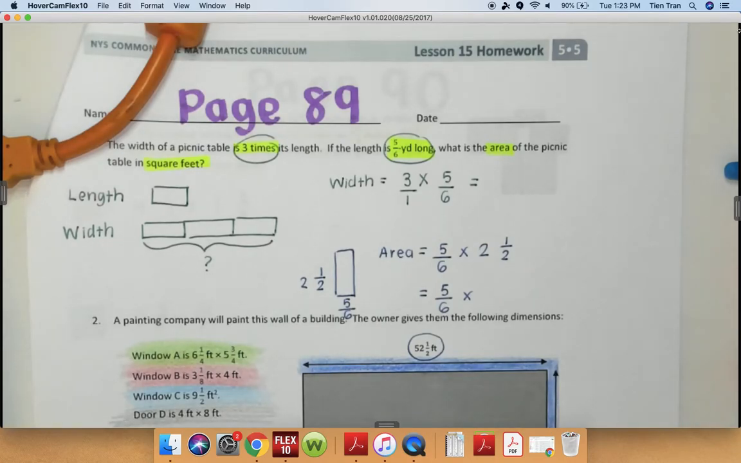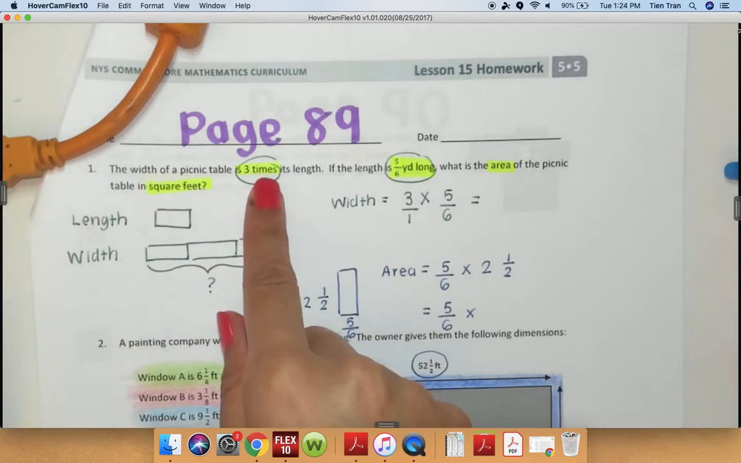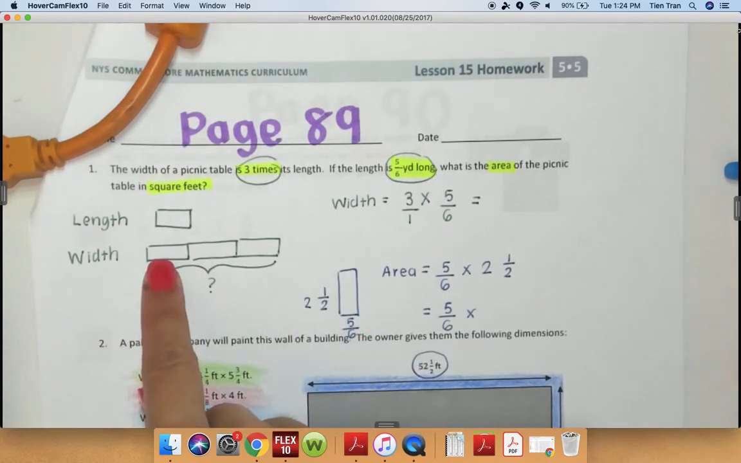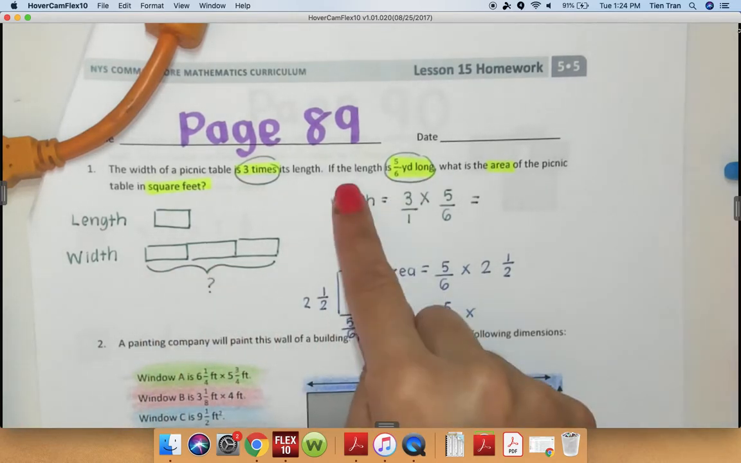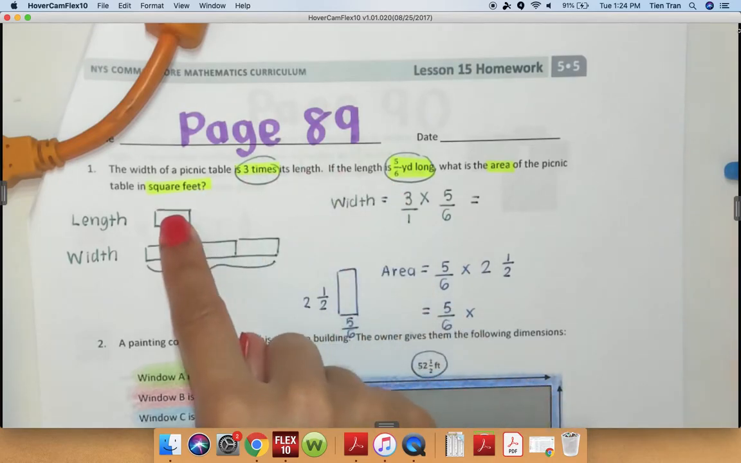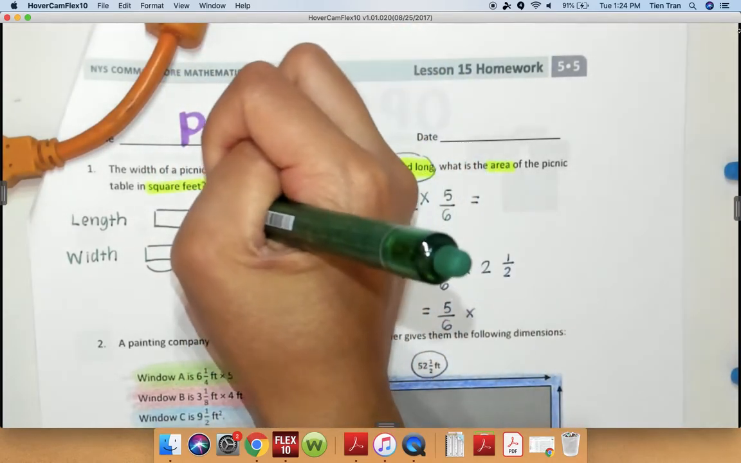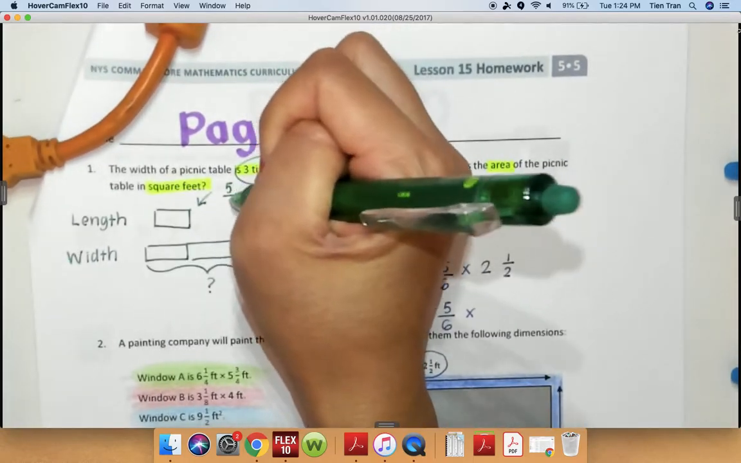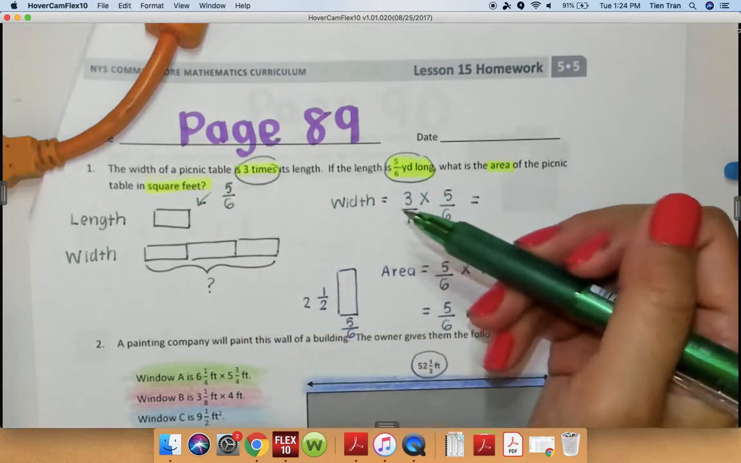I'm going to go over problem 1, and I'm going to read it out loud to you guys first. So number 1 says right here, the width of a picnic table is 3 times its length. And that's why I made sure I put 3 times the length. If the length is 6 yards long, so we know this one right here is going to be 6 yards long. What is the area of the picnic table in square feet?